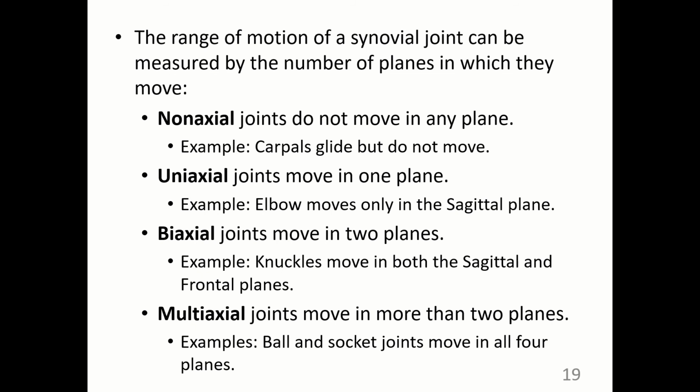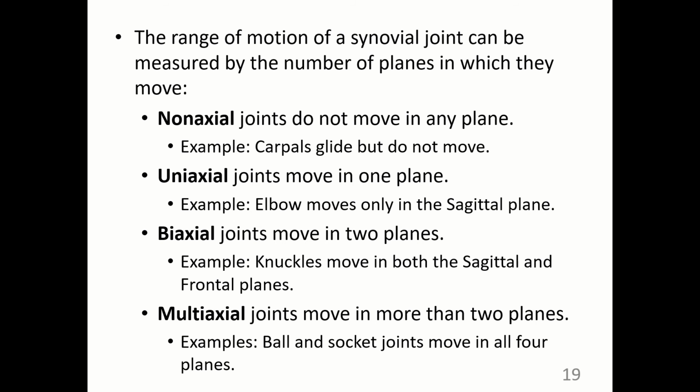The range of motion of a synovial joint can be measured by the number of planes in which they move. Non-axial joints do not move in any plane. Uniaxial joints move in one plane. Biaxial joints move in two planes. And multi-axial joints move in more than two planes. So for the non-axial joints, they do not move in any plane. An example is the carpals. Carpals glide but do not move. They just kind of wiggle.